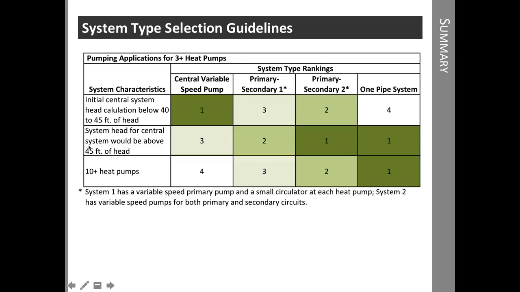Now, if the head is above 45 foot, that does put us beyond the capability of those very high-efficiency ECM circulators like the Magna 3. We can certainly use 2 of those in series, but that adds quite a lot of cost. So in that case, maybe we need to break that up into a different type of application, and that's something we can talk about later in primary, secondary type applications. We can certainly use it, but it's not our preferred way to go.